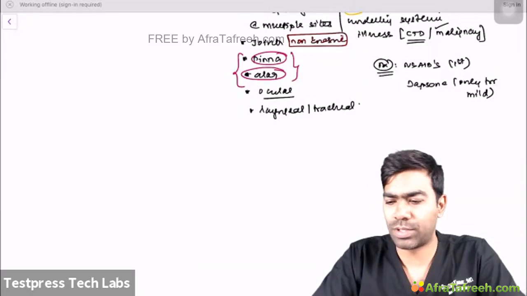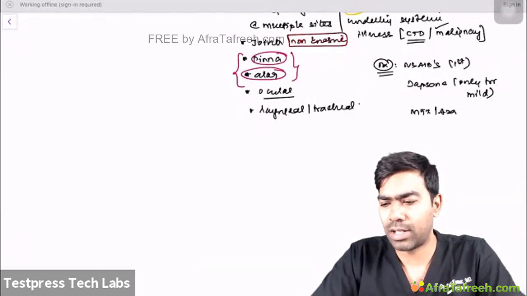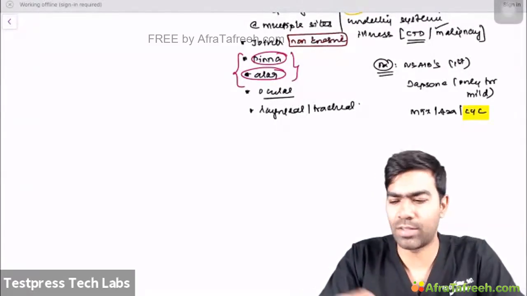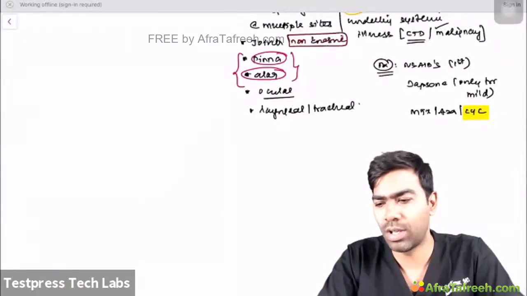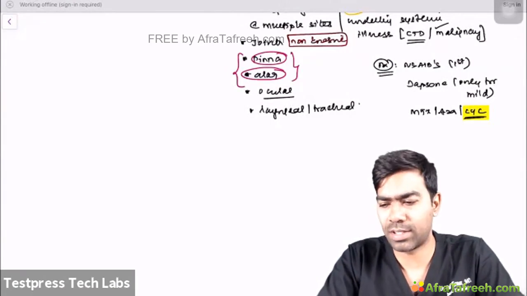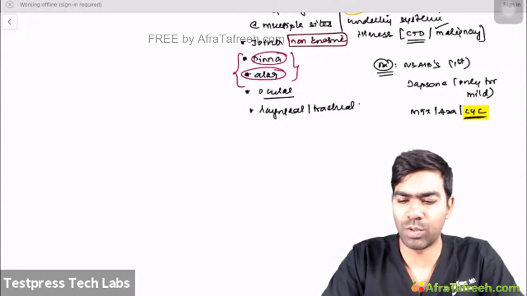And you can use methotrexate, azathioprine, and even cyclophosphamide. Suppose the patient has a life-threatening involvement, like the lung cartilages are involved and there's a respiratory failure kind of scenario. In that setting you can even use cyclophosphamide. But this is only for severe disease. For mild disease, NSAIDs and Dapsone will do most of the time.